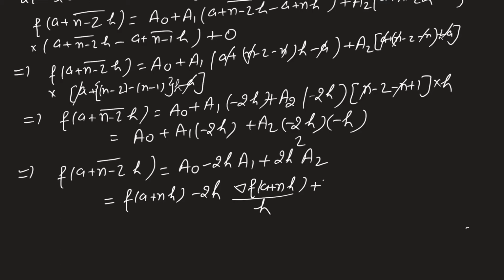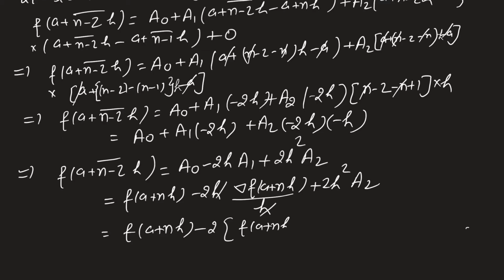Done. Plus 2h²a₂. So this will be f of a plus nh minus 2, h will cancel out. Using the definition of the backward operator, now you will move in the backward direction from a plus nh. Backward direction, it will be a plus (n minus 1)h. Done. Plus 2h²a₂. Done.